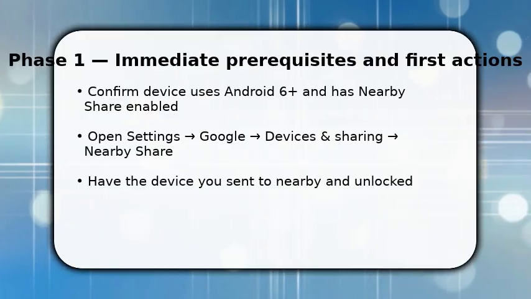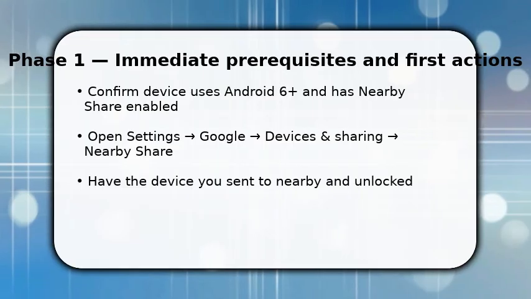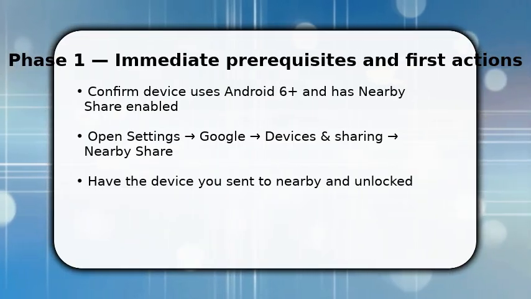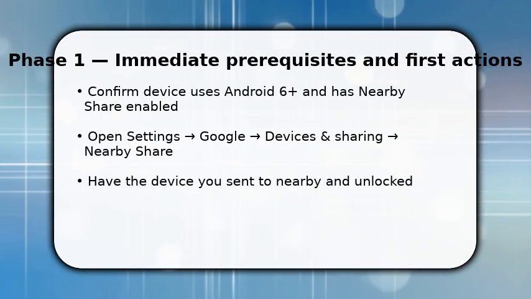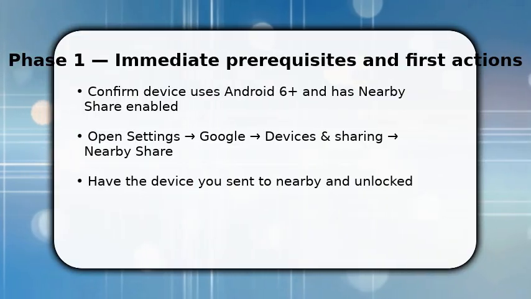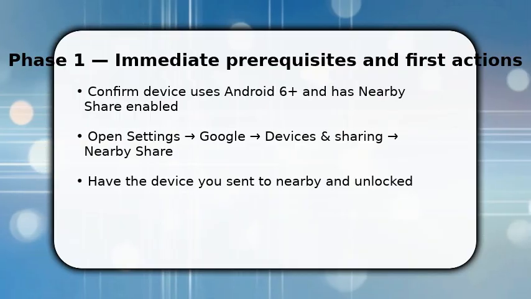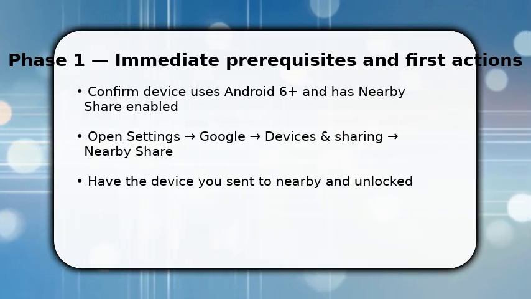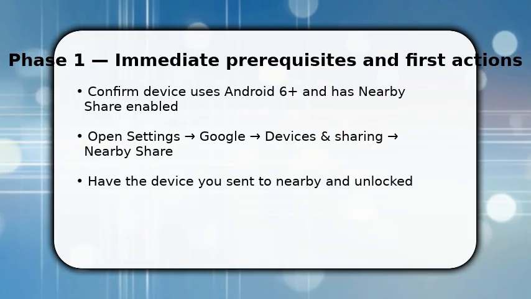You begin by confirming prerequisites. Make sure your Android device runs Android 6 or later and Nearby Share is enabled. Once confirmed, open Settings, tap Google, then Devices and Sharing, and choose Nearby Share so you're in the right menu.